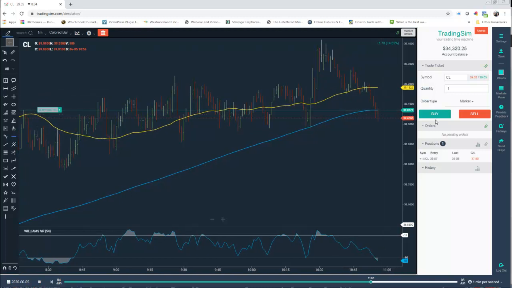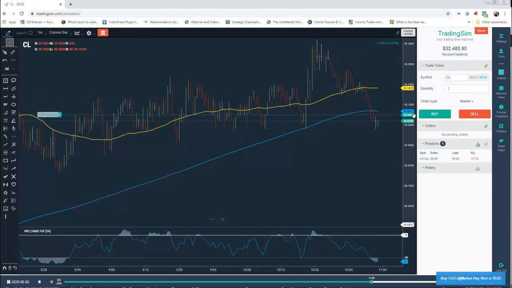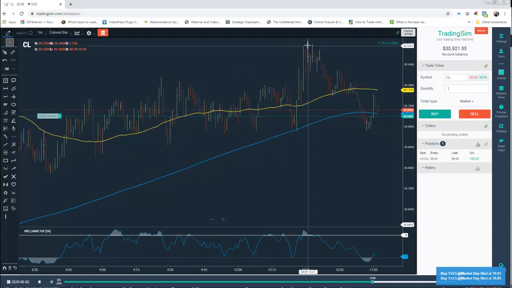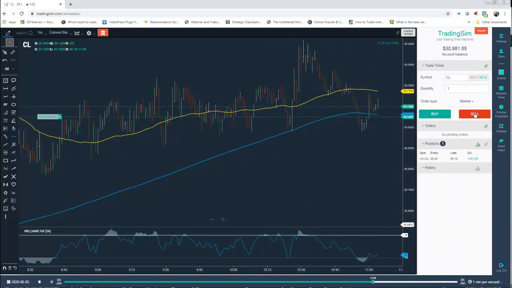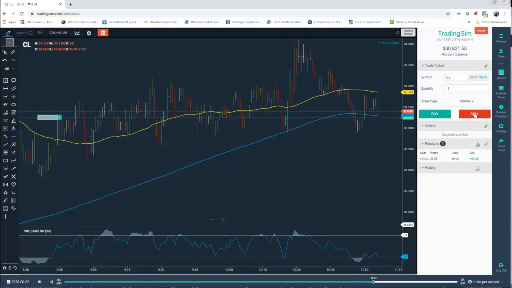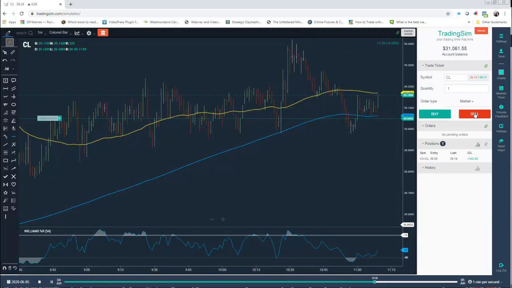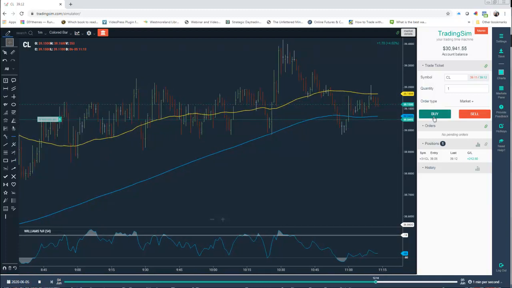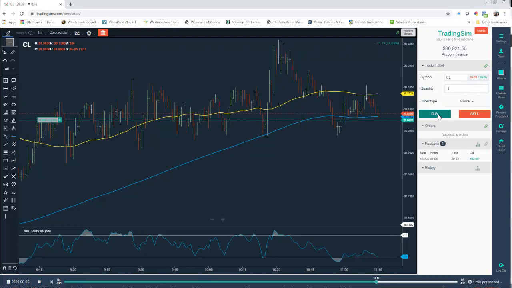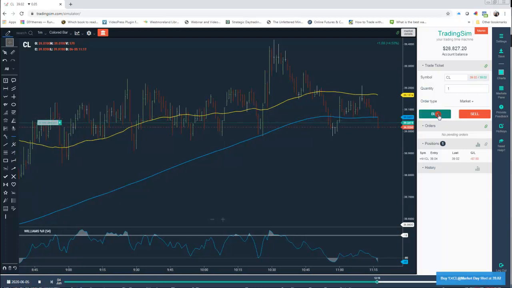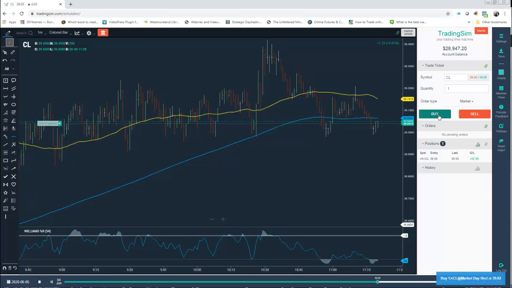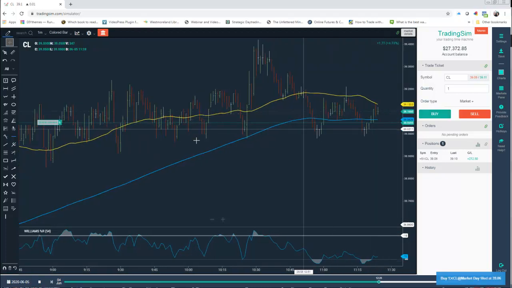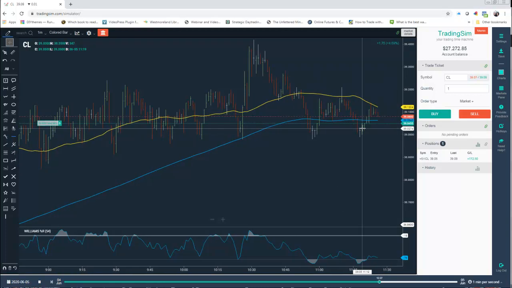I want to buy again right in here. I want to be a buyer here. I want to buy again. I want to sell up here again. Ooh, it's beautiful. Buy again. Let's go ahead and load them up. This is holding. Flat line is holding.